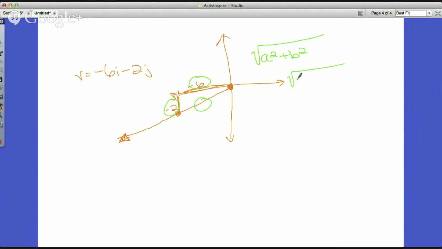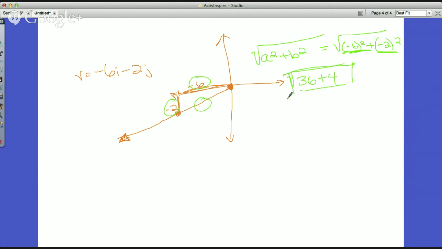But when I do a squared plus b squared, I'll get 36 plus 4. And again, if you're confused with that, it'd be the square root of negative 6 squared plus the square root of negative 2 squared. So that's why we get 36 plus 4, and that's how I get it inside like that.